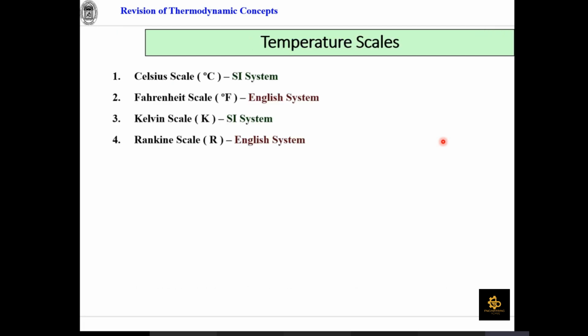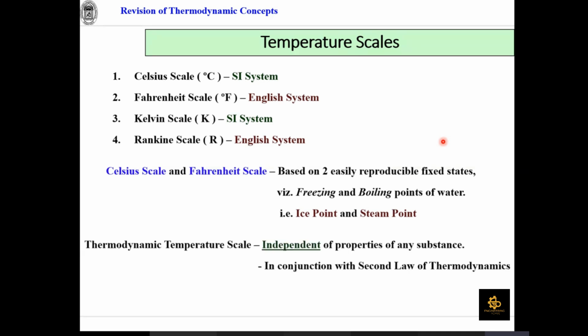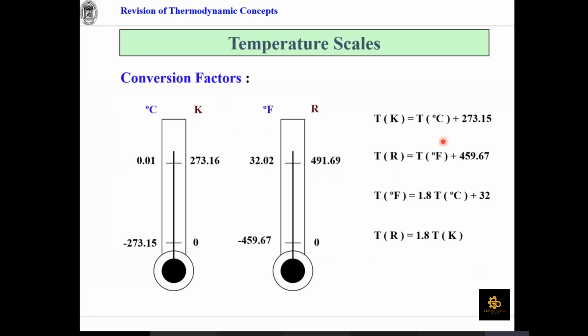Then you already know some of the temperature scales: the Celsius scale, Fahrenheit scale, Kelvin scale, and Rankine scale. You all have good knowledge about how to convert from one scale to another, because we frequently use this in this course. If one state is given in Fahrenheit and you have to convert it into the Celsius scale, you know how to convert it. So these are some basic definitions. You have to go through them on your own. The main thing is how to convert; this is the conversion factor.